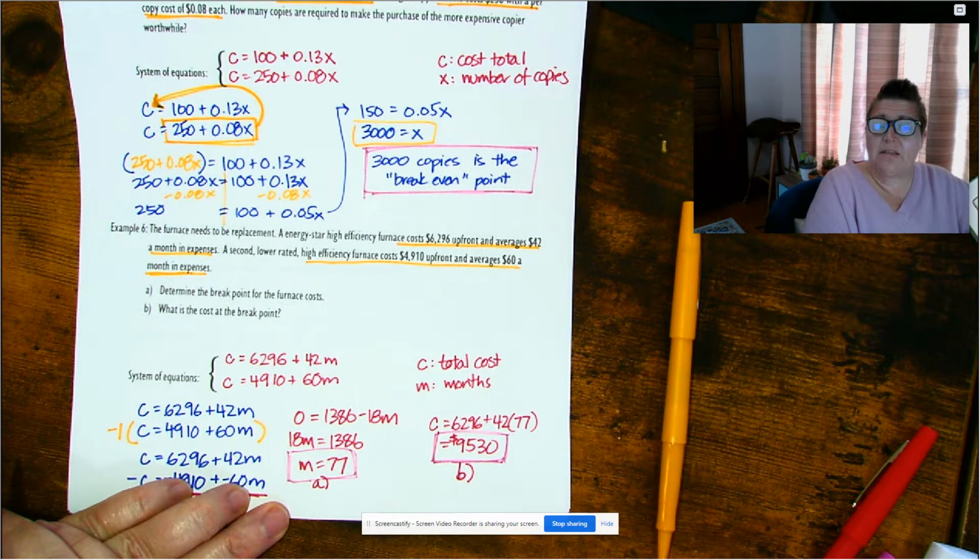From that point on, the higher efficiency furnace is only costing you $42 a month. And so it would be the better one to go with if you think you're going to have the furnace or live in that house for at least 7 years.